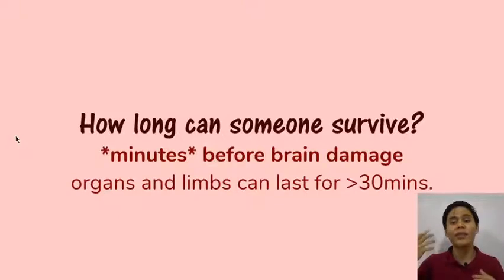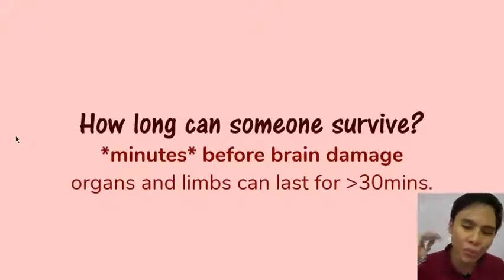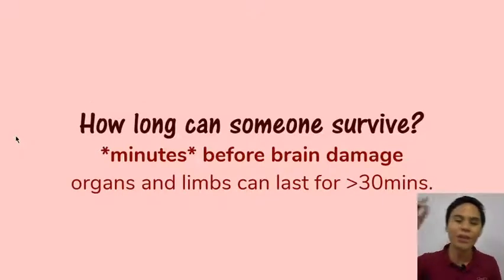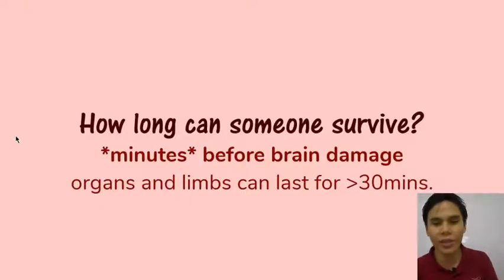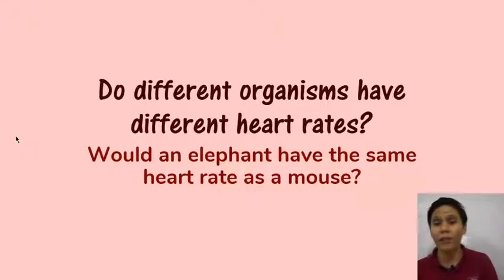It's the brain that needs to receive oxygen and nutrients from the blood continuously, or else it might suffer irreversible damage, and it will damage who you are on a base level. So again, minutes before brain damage and more than half an hour for your organs and limbs. Next, let's tackle the question, do different organisms have different heart rates?